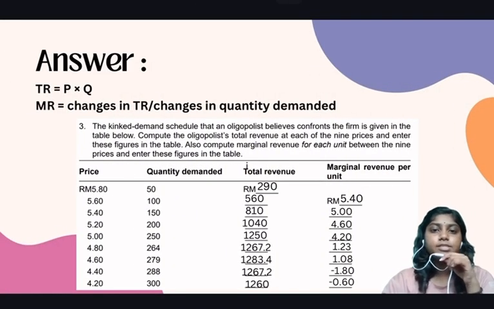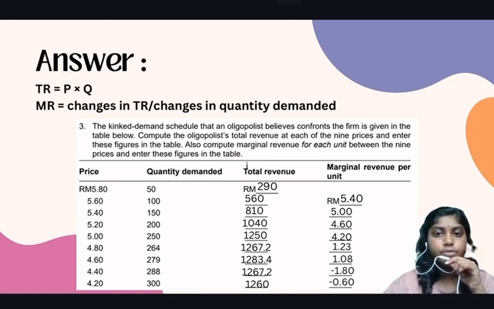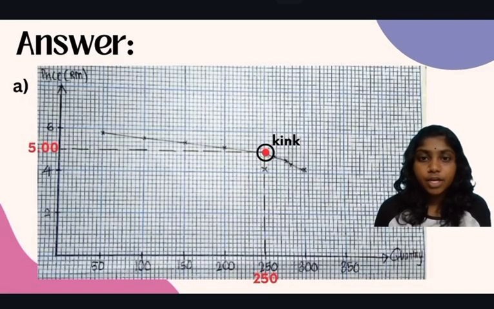Hi, for question 3, to find the total revenue, we can just use price times quantity, and to find the marginal revenue per unit, we can just use the change in total revenue divided by the change in quantity demanded, and those are the answers I get using the formula. Question 3a. Before that, do you know what is a kink? A kink is a concept used to explain the behavior of firms in an oligopolistic market structure.